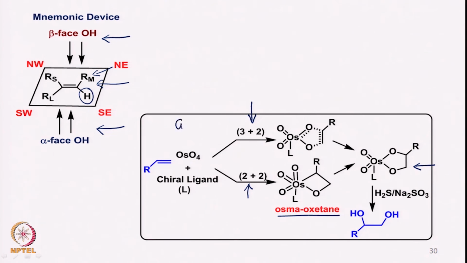This particular 3+2 proposition was made by Corey on the basis of the fact that this 4 membered ring could be sterically bulky, whereas the 4 membered intermediate was proposed by Sharpless. So, there is a controversy, but the results of course are the same, and one gets the diol no matter what happens, through this expected mnemonic device based dihydroxylation.